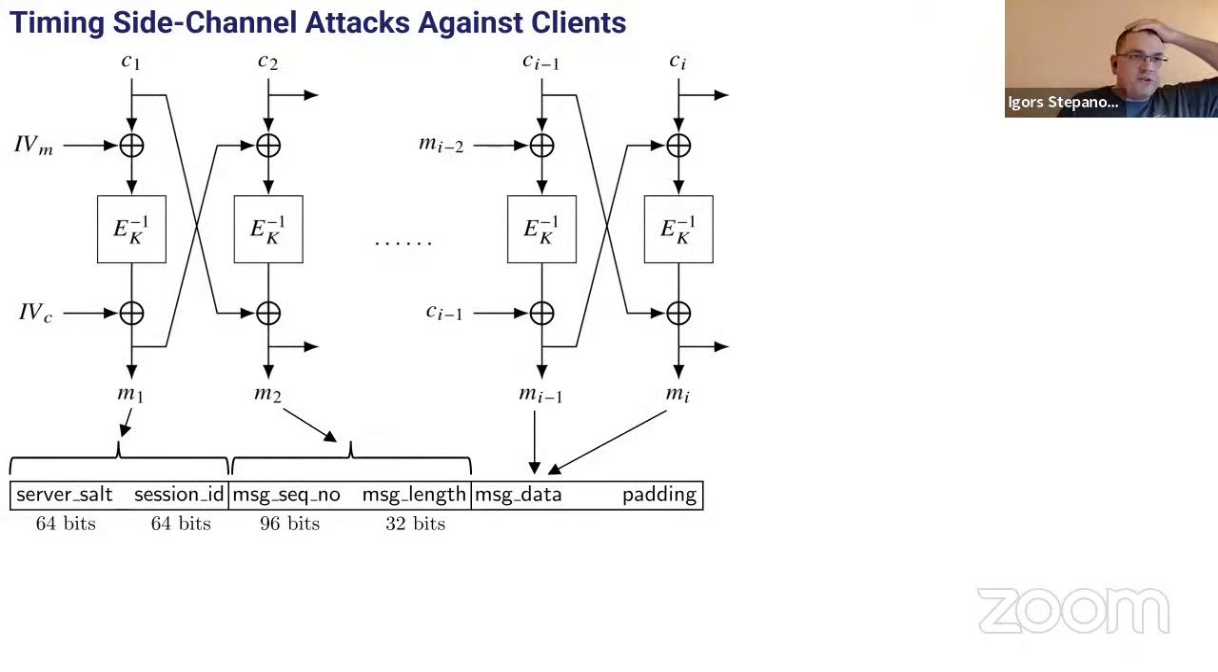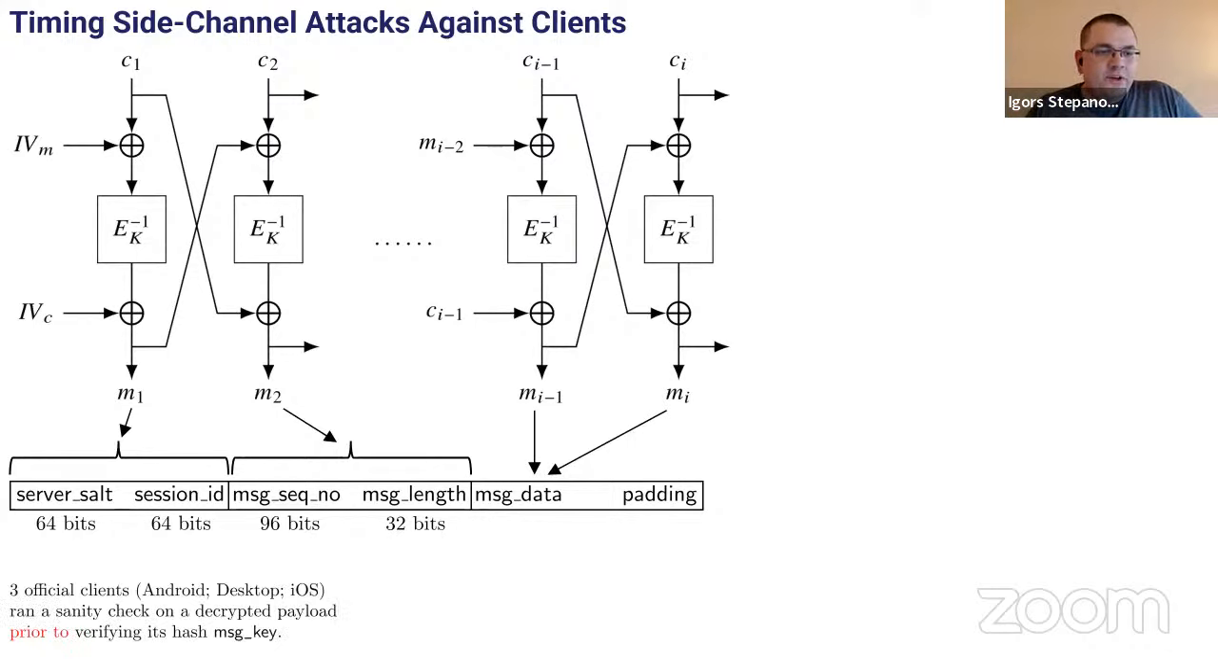First, we have a timing side channel attack against clients. Here, consider what happens when you run the MTProto decryption algorithm. So you take a ciphertext, you run it through IGE mode decryption, and as a result, you get the payload: server salt, session ID, the message sequence number, message length, and some message. So what happened before it was fixed, obviously, in the three official clients was that the clients ran some sanity checks on the decrypted payload prior to verifying the hash.